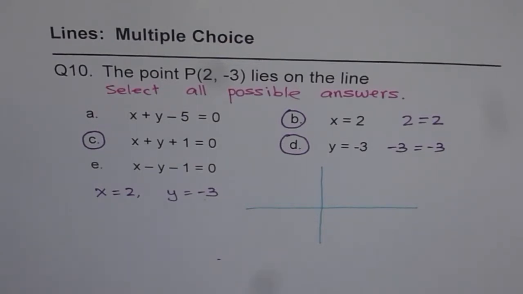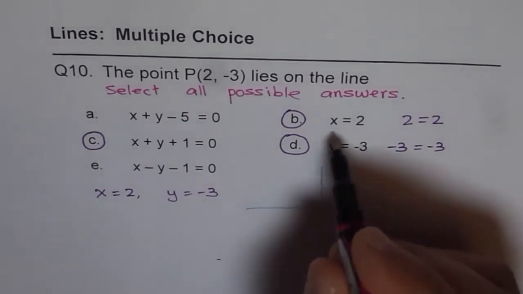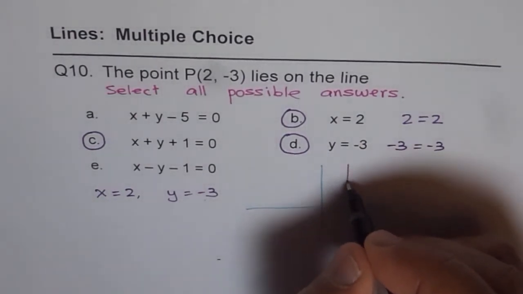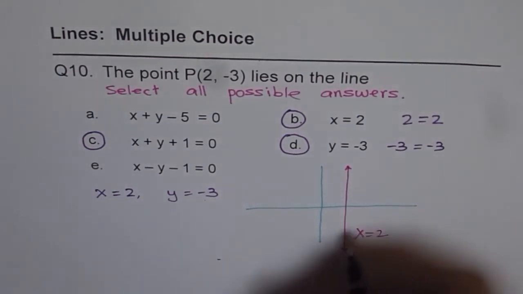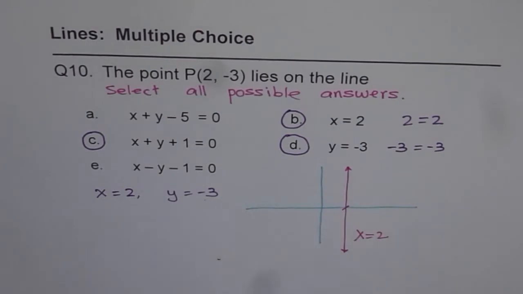Now, if I am saying x equals 2, that means we have a vertical line, right? Now this line is x equals 2. At every point, we have an x value of 2. Y could be anything, right? So y could be -3 also. That is the idea. So that point is on this line.